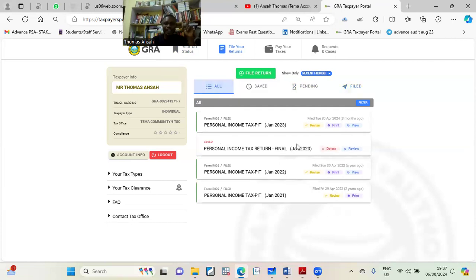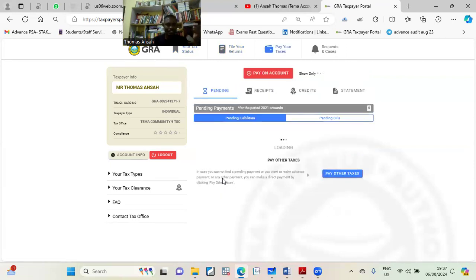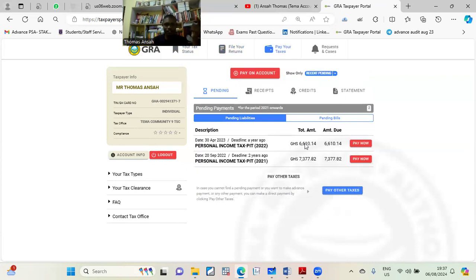But I know the thing they have here is a mistake, and I can show you why. When you work for an entity, you pay PAYE, right? Your entity pays your PAYE. This money they put there is actually supposed to be my PAYE. So they've not actually put in their system the PAYEs that people were paying for me. That is why you see this. So once they put it in, it will resolve.